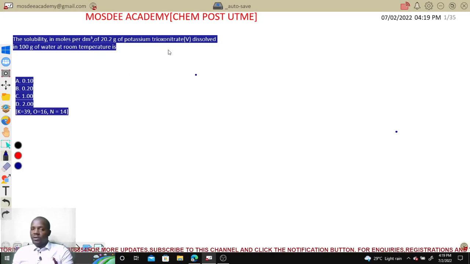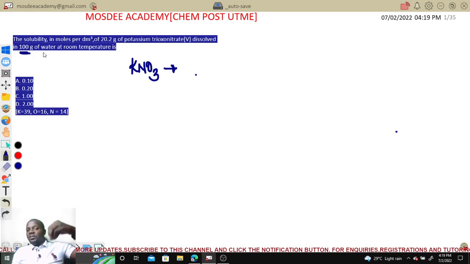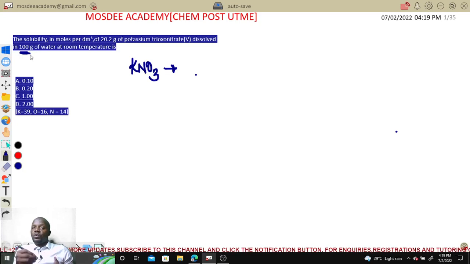The first question given to me here by admin is on the solubility in moles per dm cube of 20.2 gram of KNO3, which is called potassium nitrate. That's the first thing. This is a salt, a normal salt. So if you get the molar mass, which you are going to use, it's dissolved in 100 gram of water. I tell my students, when you are doing solubility and you come across something that dissolves in an amount of water, you take it to be the volume, even if it is given in gram, for a direct formula-based question. So you keep this in mind.